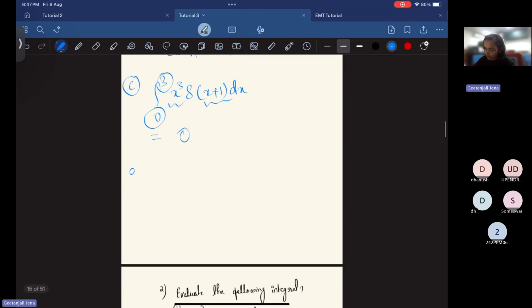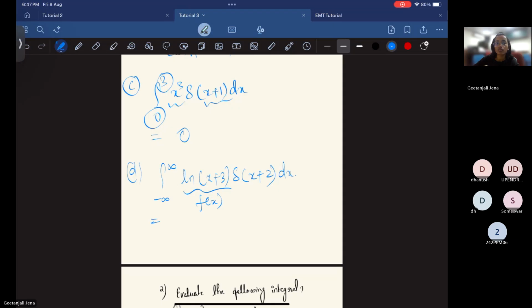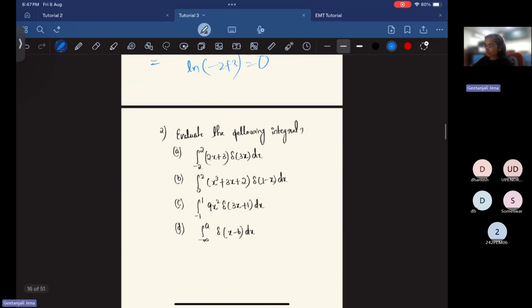Okay, so the last one, d, is the integral from minus infinity to infinity of ln(x plus 3) delta x plus 2 dx. For this one, delta is non-zero at x equal to minus 2, which is within the limit. And if we put ln(minus 2 plus 3), this will give ln 1, which is 0. Okay, so this covers the Dirac delta of one kind.